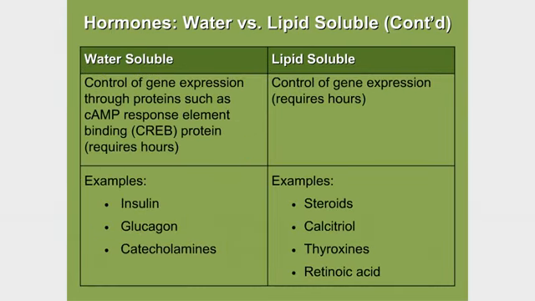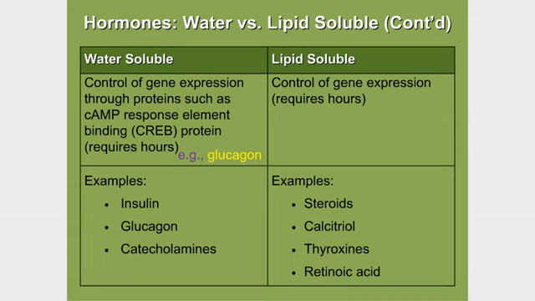Some water-soluble hormones can work at the gene level. A great example of this is the hormone glucagon. Glucagon can work one of two ways. It can work at the gene level, and if it works at the gene level, it turns on a specific transcription factor called CREB, which stands for cyclic AMP response element binding protein. But remember, glucagon can also work by activating second messengers to activate protein phosphorylation mechanisms, whereas lipid hormones can never work by protein phosphorylation. They all work at the gene level.